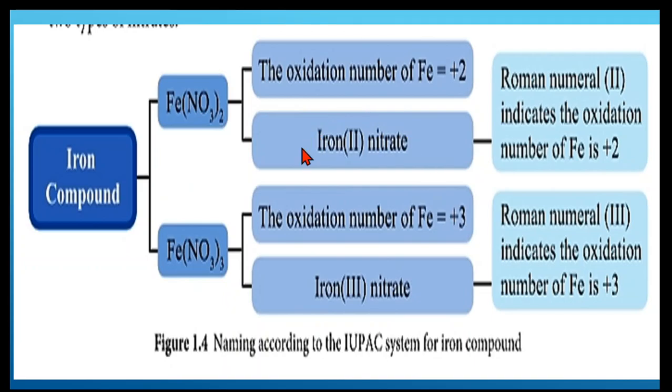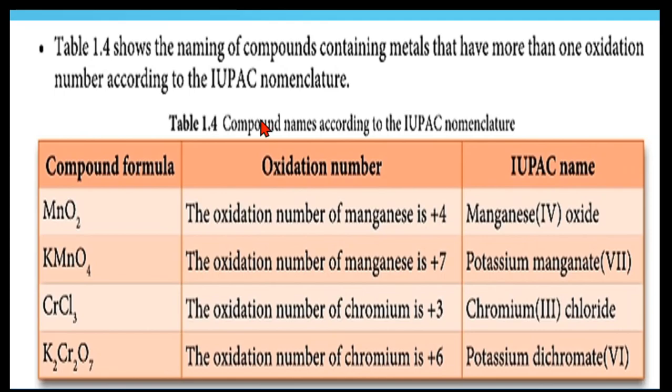So dia punya penamaan ialah kita guna Roman numeral. Iron 2 nitrate. The 2 here adalah refer to the charge positive 2. The iron 3 nitrate here, the 3 here refer to the dia punya oxidation number lah, positive 3. Alright, so the Roman numeral indicates the oxidation number. So this is the naming of compound containing metals that have more than one oxidation number according to the IUPAC nomenclature.